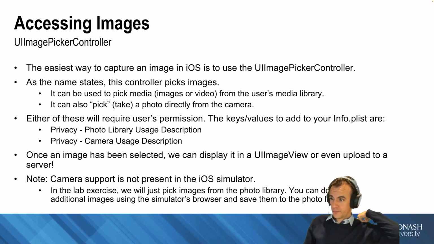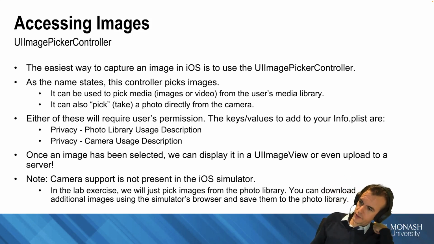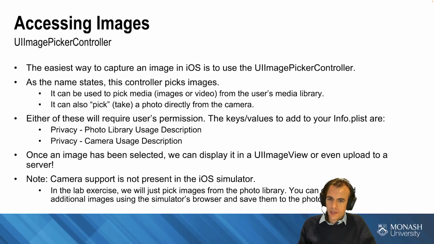One thing to be aware of is that the camera support is not present in the iOS simulator. So you can't test the camera part in the simulator, but you can do it on a real device. In the lab exercise, we'll just pick using the user's photo library. If you want to work with additional images inside your app, you can use the iOS simulator's built-in browser, visit web pages and save images from there into the photo library, and that's how you can get access to specific images to try them in this way. There are also some default images that are already in the photo library with the standard simulator installation.